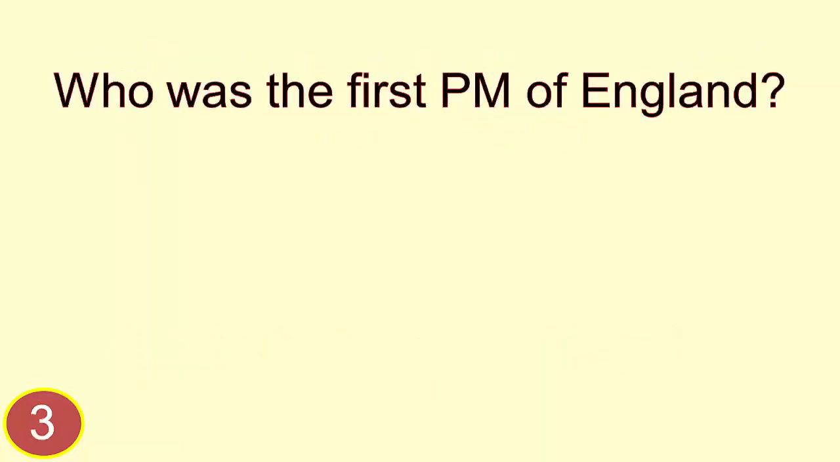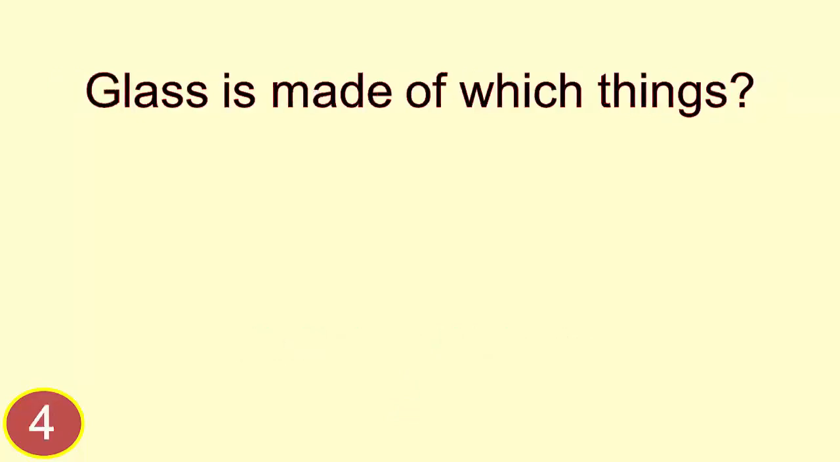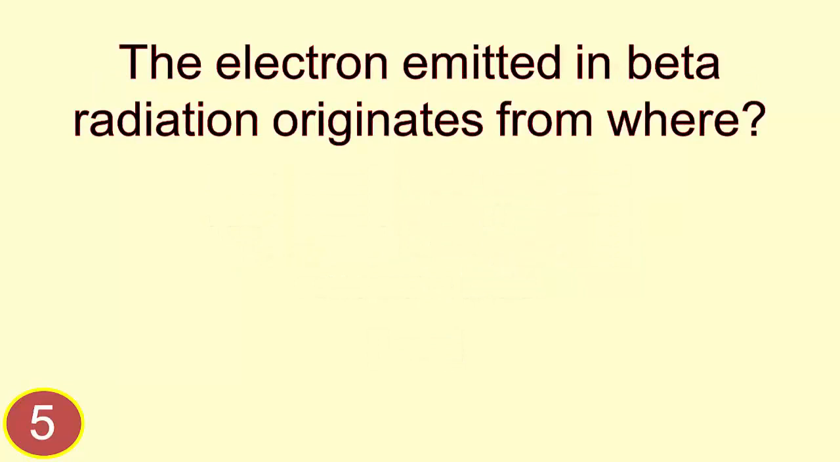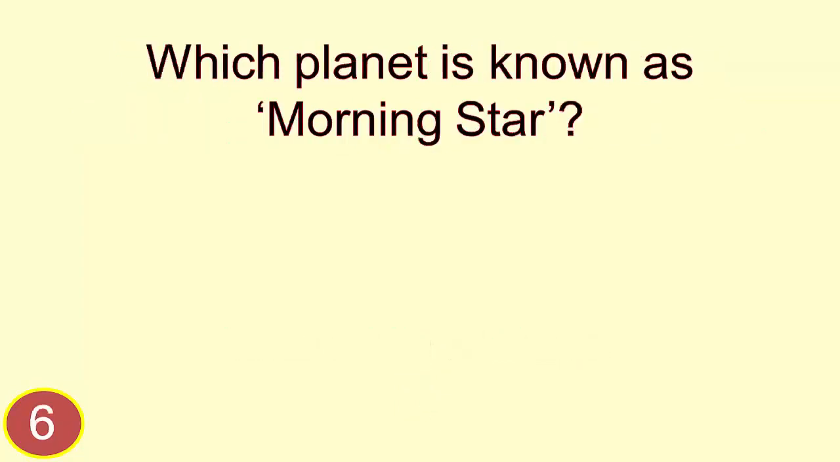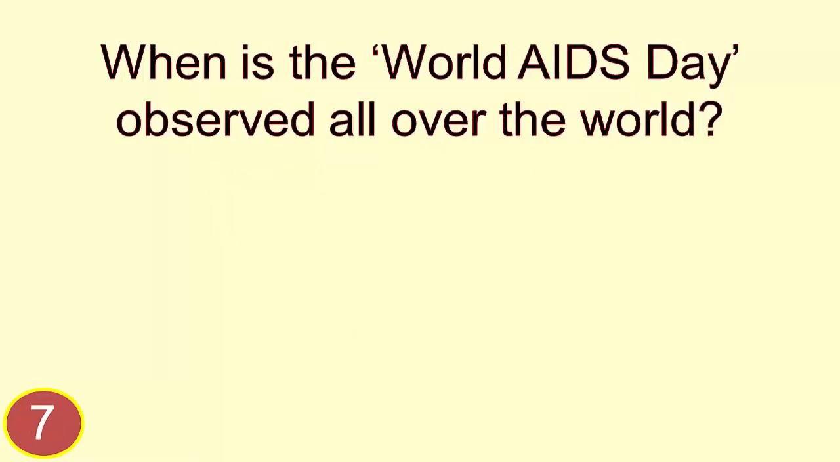Who was the first Prime Minister of England? Sir Robert Walpole. Glass is made of which things? Answer is sand. The electron emitted in beta radiation originates from where? Inner orbits of atoms. Which planet is known as morning star? Answer is Venus.